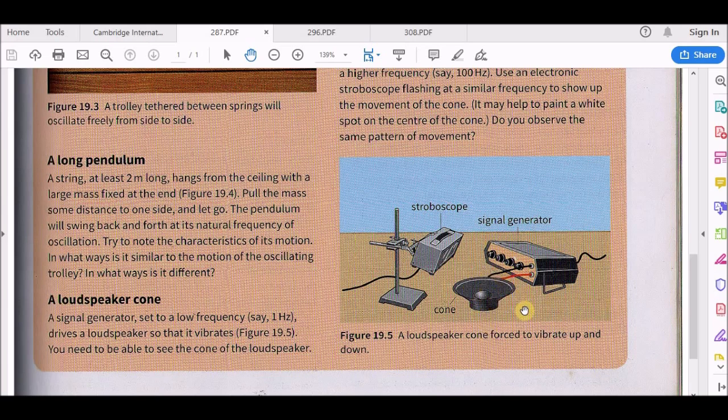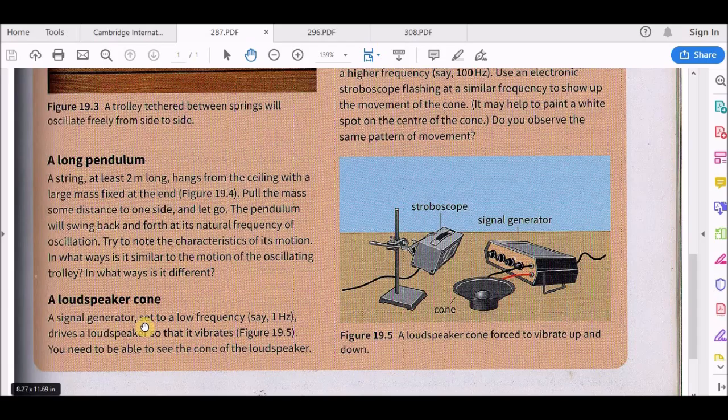And you know, the frequency of the source is the same as the frequency of the waves it produces. So the frequency of the sound waves that this speaker cone produces will also be 50 Hertz. The frequency of the source is the same as the frequency of the waves it produces.